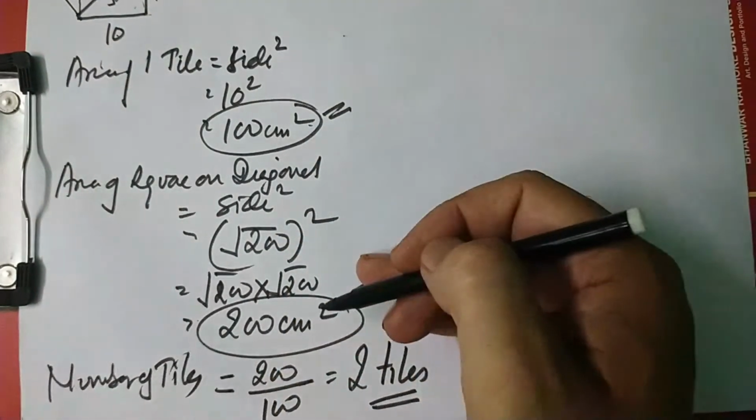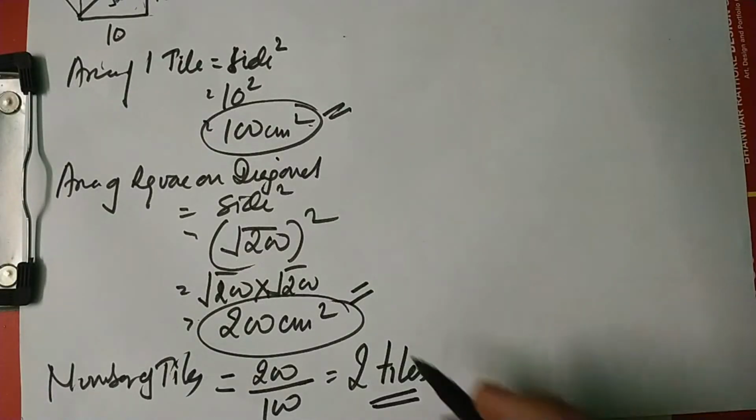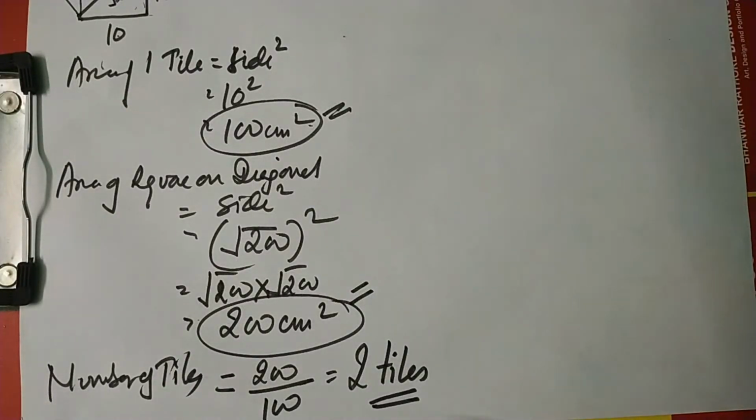So how many will fit? So 200 divided by 100. Answer is 2. So 2 tiles will fit inside. Got it? So you can see this explanation again.